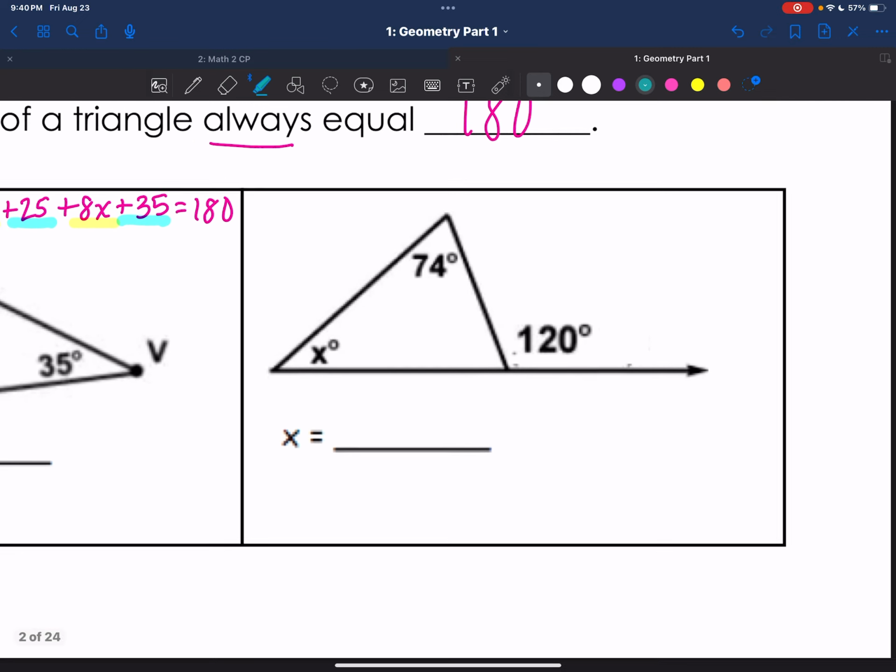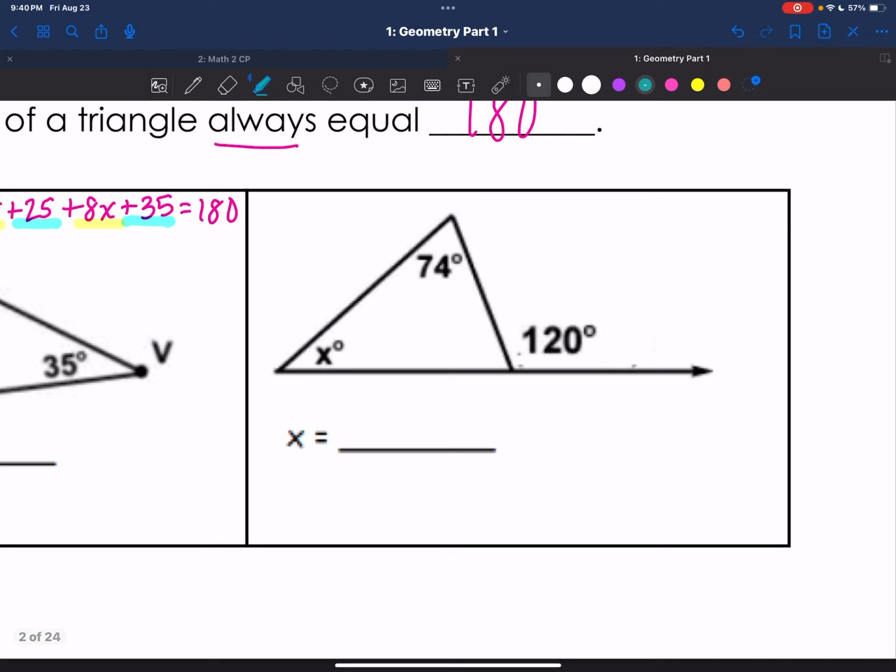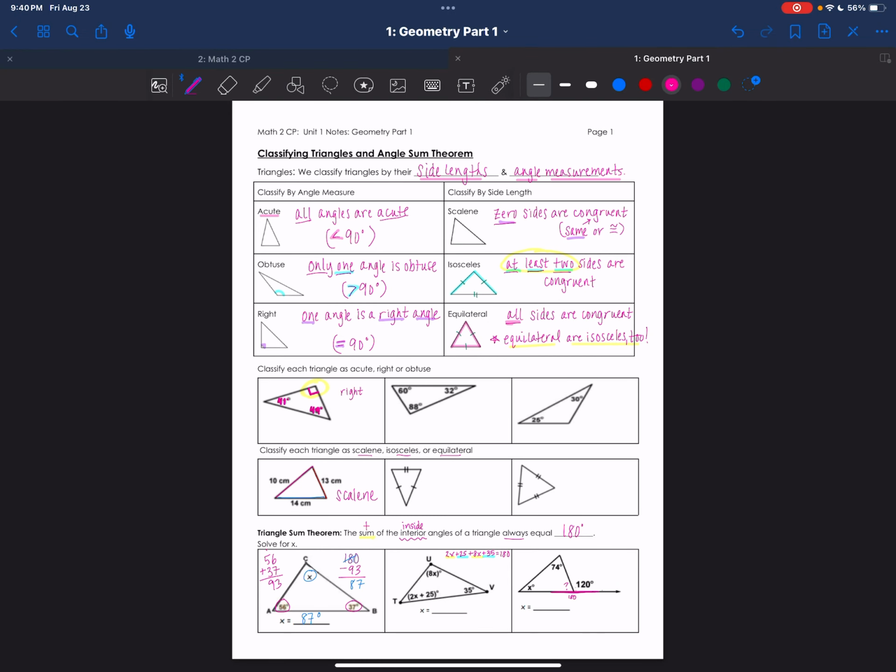And the same thing here, you're going to go through. Remember, we are looking for x, but first to find x, you have to figure out what this guy is first. So it's really those three together, but here's a hint: a straight line equals 180 degrees. So then, once you get this guy, then you can go ahead and solve for x. So try those, and then make sure you're asking for help if needed.